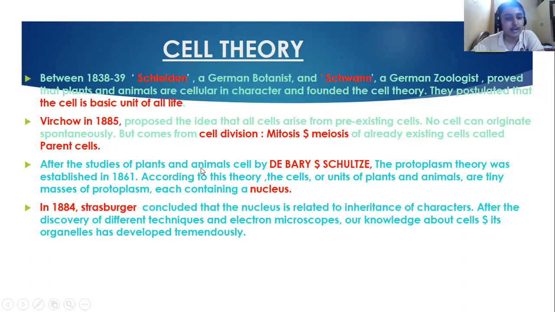After the studies of plants and animals by Dujardin and Schwann, the protoplasm theory was established in 1861. According to this theory, the cells or units of plants and animals are tiny masses of protoplasm, each containing a nucleus.